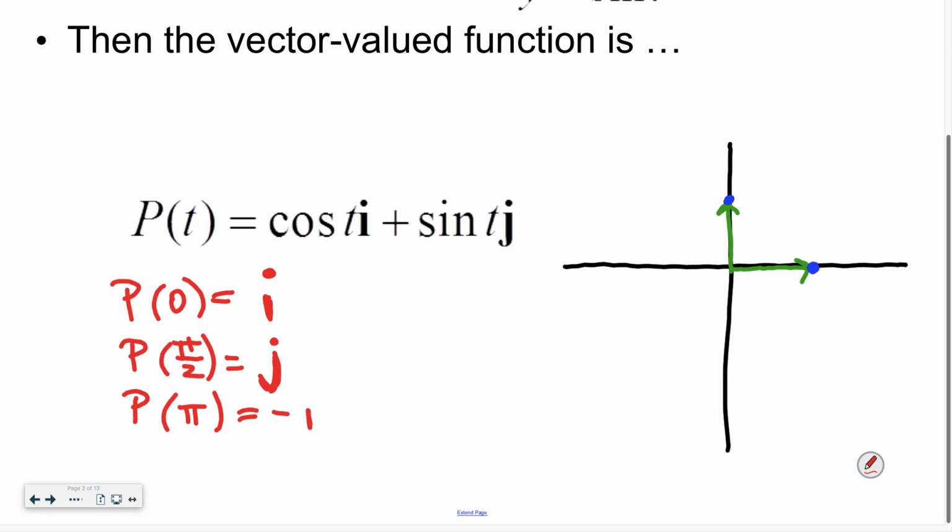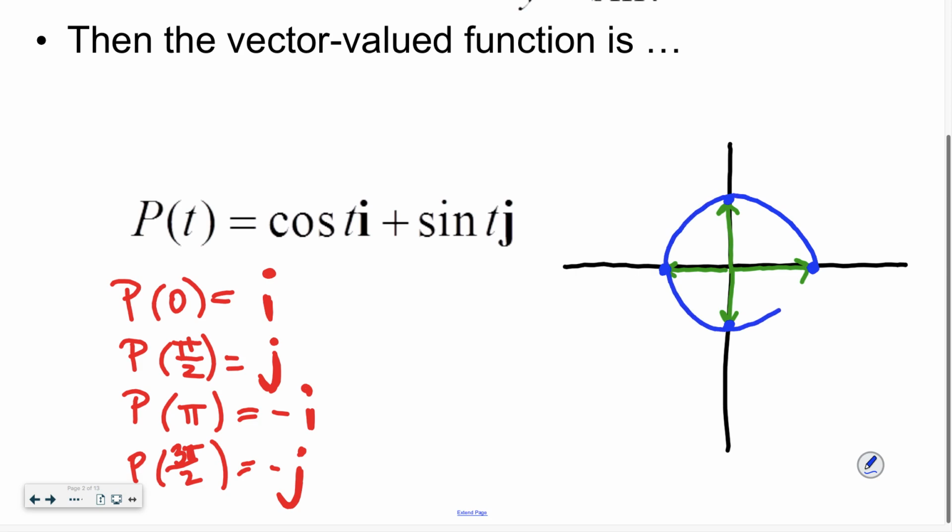Okay, negative i. So we have our vector negative i. Whoa, it's a circle. You knew that, to be specific. Okay, and when we plug in 3 pi over 2, Marina, what would we get? Negative j. So our vectors give us this circle that is going counterclockwise.